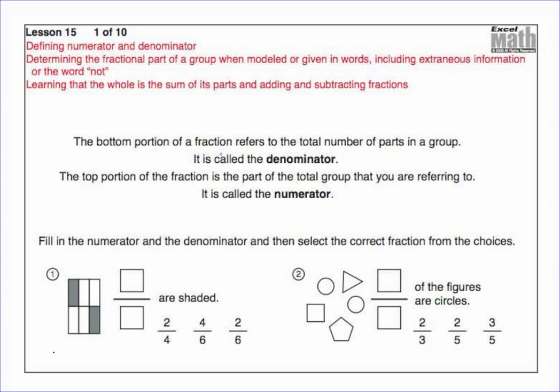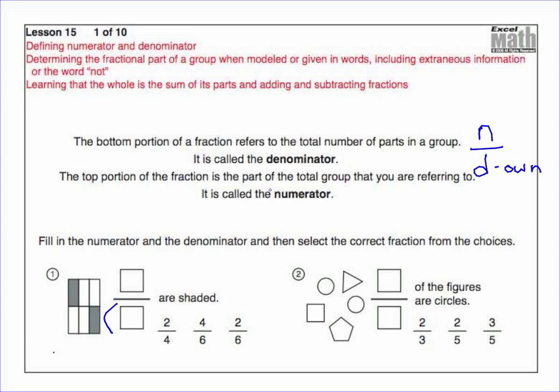The bottom portion of a fraction refers to the total number of parts in a group. It's called the denominator. And the way I remember the denominator is the bottom number on a fraction is, let me make a little symbol here. We got numerator, denominator. D is the first letter of down. So the D should remind you that that number goes down.